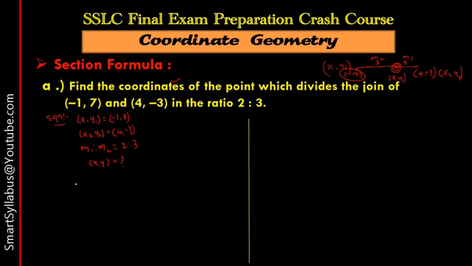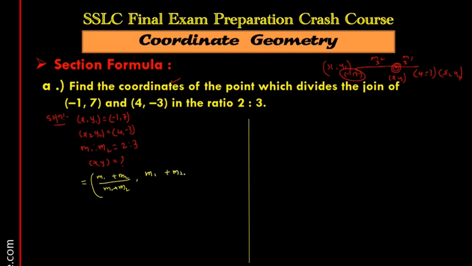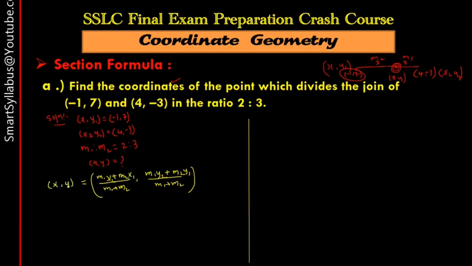The formula, now section formula, is equal to: first we take m1 x2 plus m2 x1 upon m1 plus m2, comma, again m1 y2 plus m2 y1 the whole divided by m1 plus m2, complete the bracket. Now here x2, x1, y2, y1. So this is the section formula. These are nothing but two coordinates. So here we have to write x, y. Now substitute all the values, you will get the required answer.